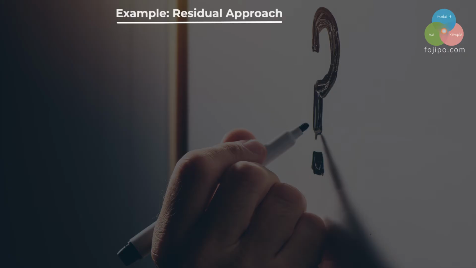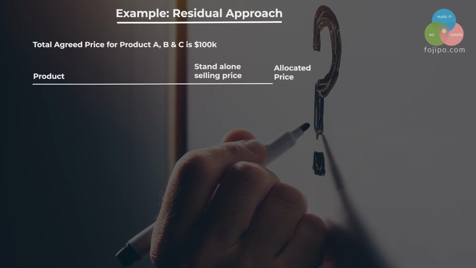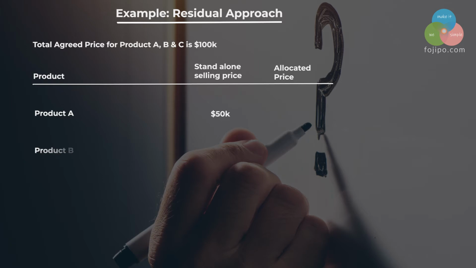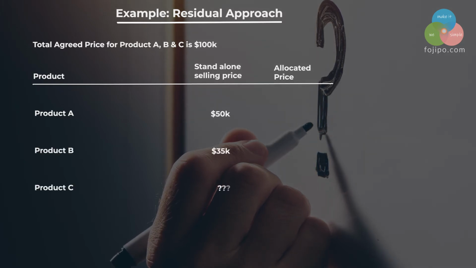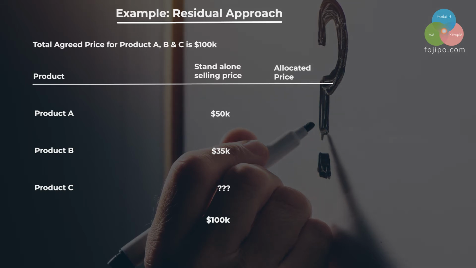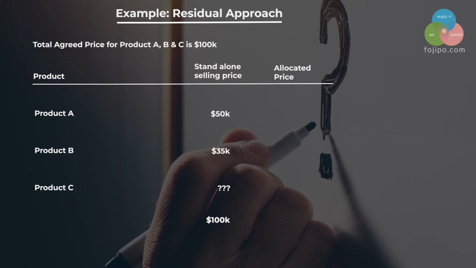Say you have a contract with P Limited to sell products A, B and C for 100K. Standalone selling price for A is 50K. Standalone selling price for B is 35K. But for product C, there is no readily available market, nor can you make a reasonable estimate of the cost to use the cost plus method, and therefore the only method left to you is to use the residual approach to allocate the transaction price to product C.